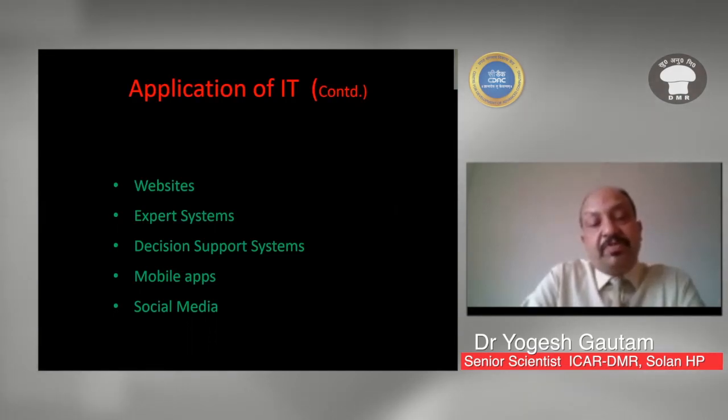Then some decision support systems where information is given to farmers related to which crop can be cultivated, which variety of mushrooms can be cultivated in which part of the country. Then mobile apps, we have some mobile apps, one related to the farmers and one related to spawn, where all the information related to that is available and farmers are benefiting from that. Then social media, with WhatsApp, Instagram, Twitter, these applications are being used to interact with the farmers.